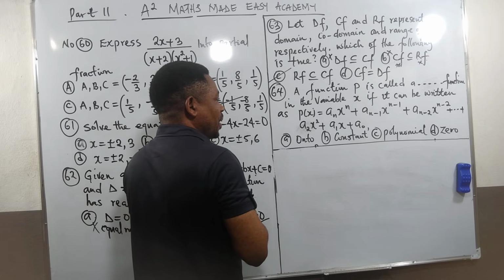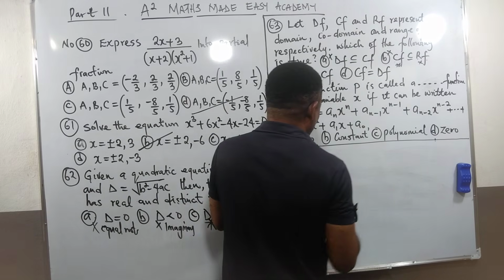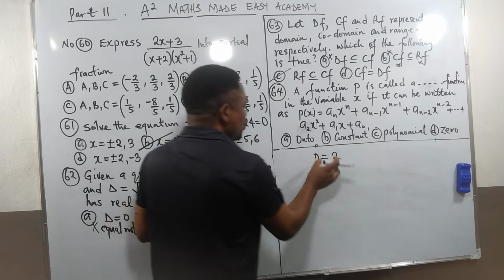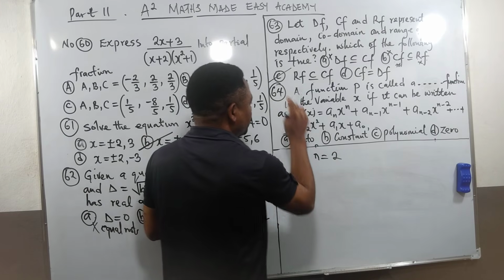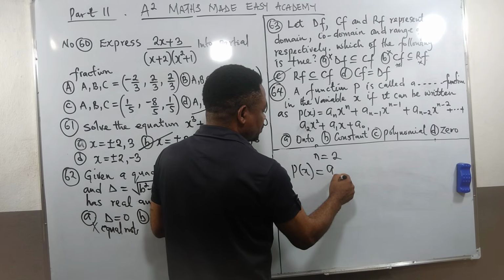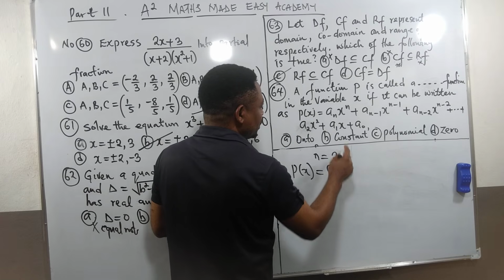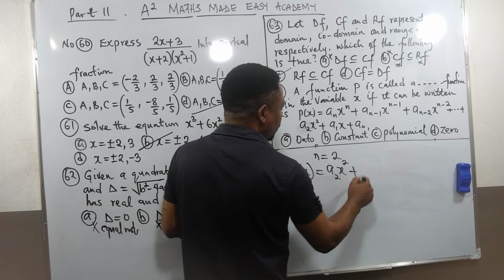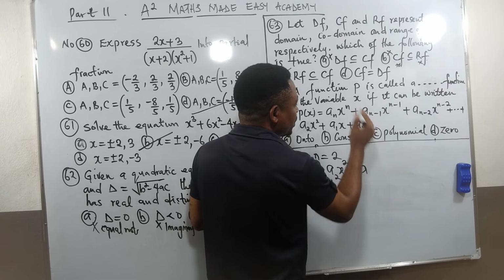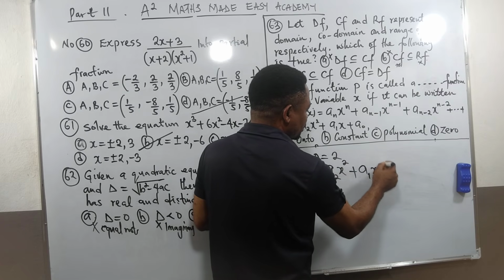Now what does it imply? Since the terms are 1, 2, and 3, it means that the value of n, which is the power, should be 2. Anywhere we encounter n, remove it and put 2. And we have p of x. Are you with me? Here is a subscript 2, and here is x raised to power 2. Then plus a subscript 2 minus 1, n is 2, and 2 minus 1 is 1. Then x raised to power 1.